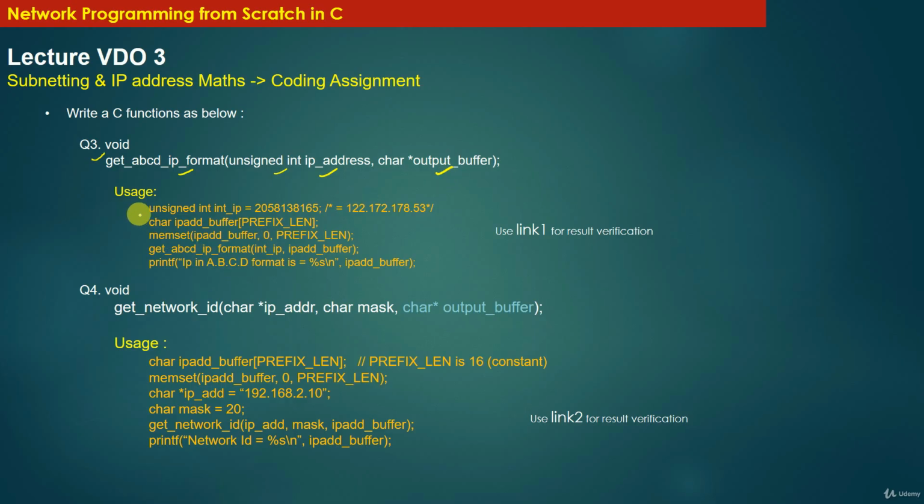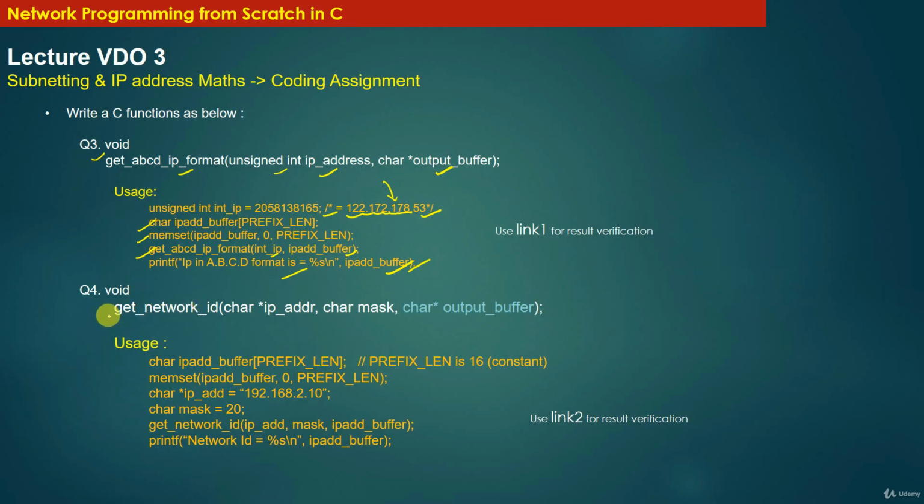So you can see the usage of this function. Take the integer value. So this integer value actually represents this IP address, and take the buffer memory. Just call this function, pass the integer IP address as the first argument, which is input, and pass the empty buffer, which should be filled with the correct IP address in a.b.c.d format, and simply print the IP address that is returned or calculated by the function, right? So basically it should print 122.172.178.53, right?